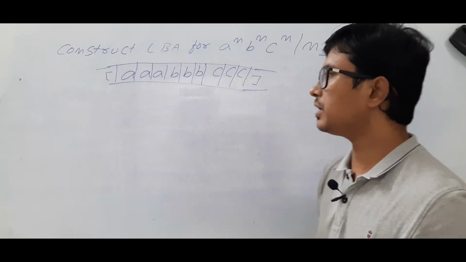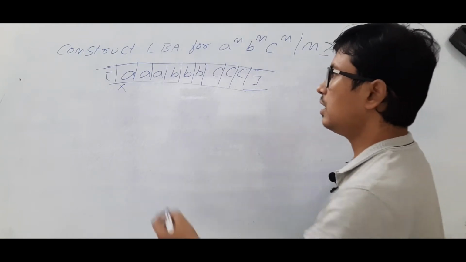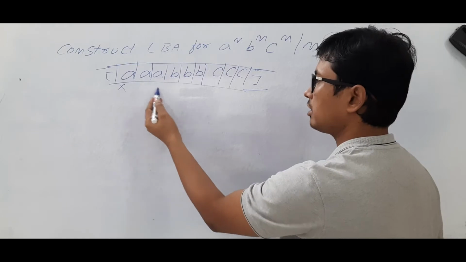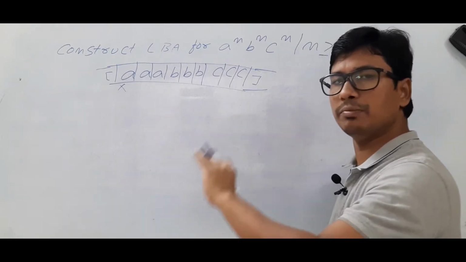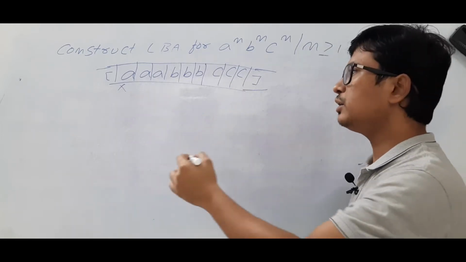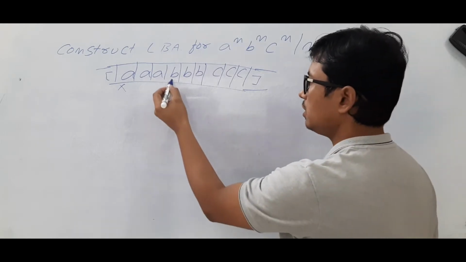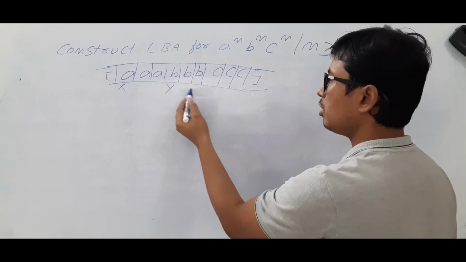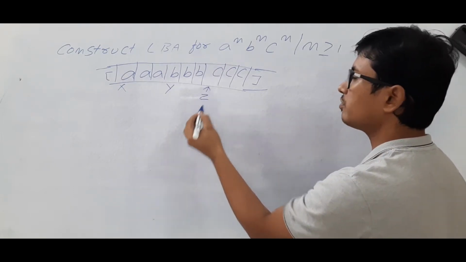I will replace the A with X. One A I will mark with X, and then I will keep moving to the right hand side, because once I see one A, I need to see one B and one C. If I find a B, I will modify it as Y and keep on moving to the right hand side. Whenever I see a C, I will modify it as a Z.